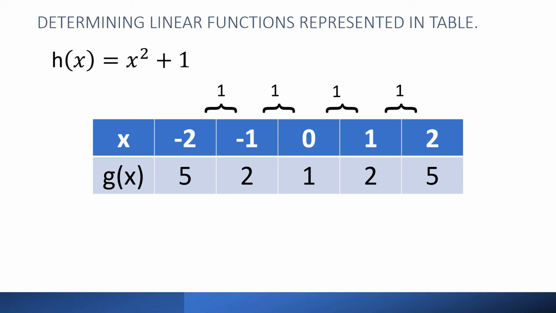How about on the y values? So 2 minus 5 is negative 3. 1 minus 2 is negative 1. 2 minus 1 is 1. And 5 minus 2 is 3. So they are not equal. Okay, kaya if it is not a linear function, hindi magiging equal yung kanyang mga first differences on the y values or y coordinates.